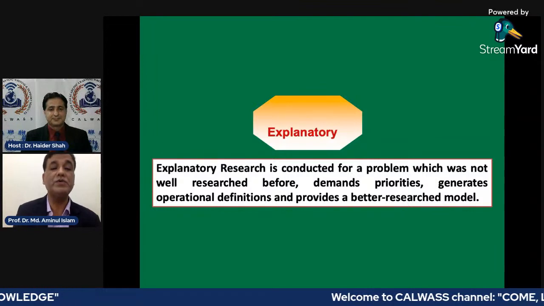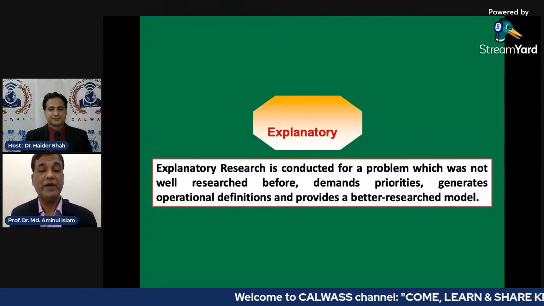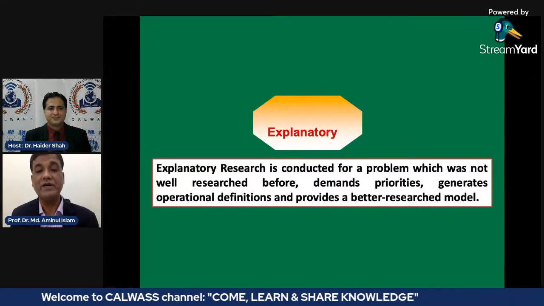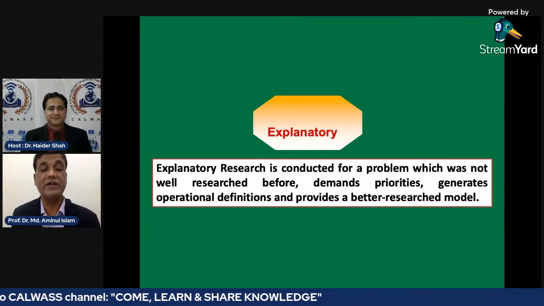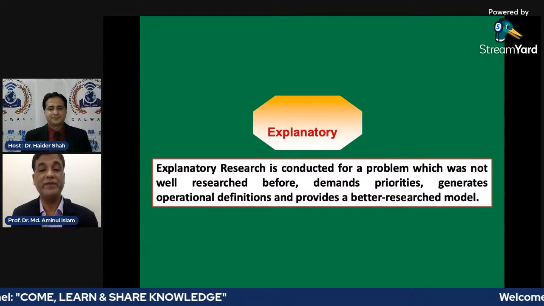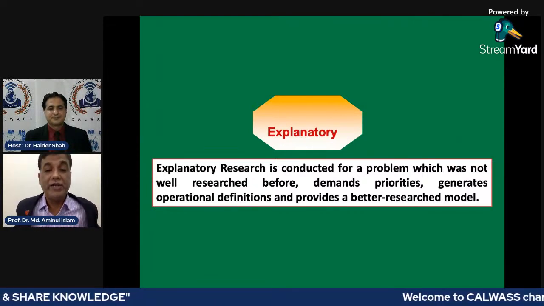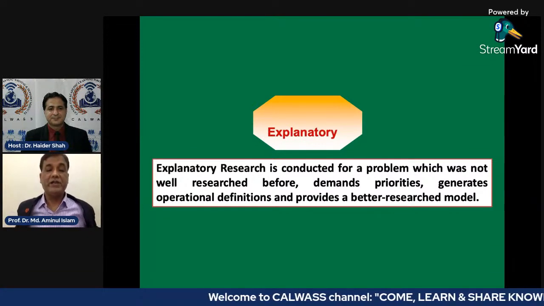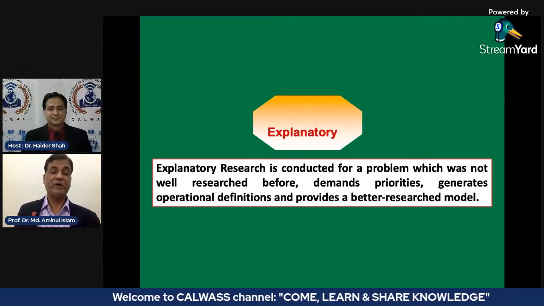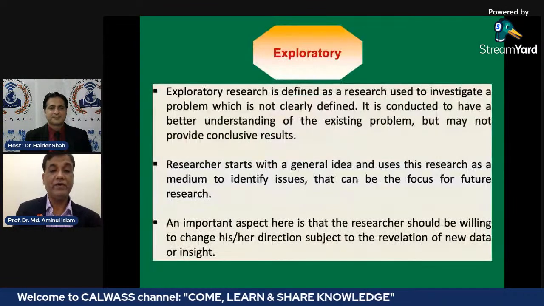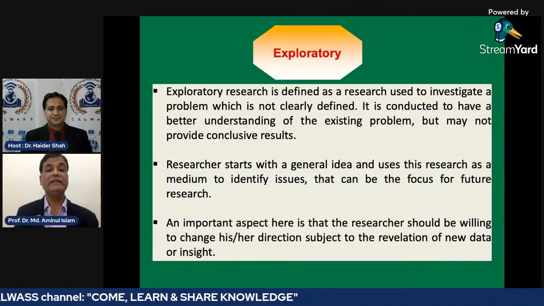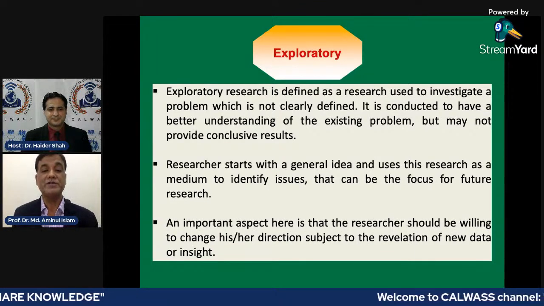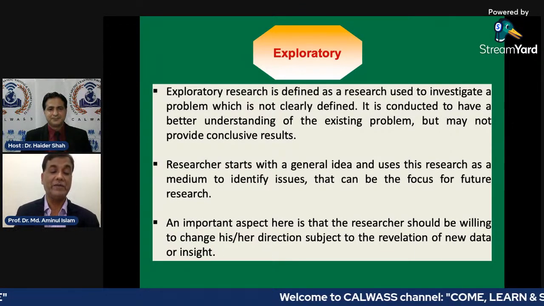Or you may continue to do explanatory research, whereby a problem which is not well researched before demands some priorities and generates operational definitions and a Bayesian research model. Then you would be proceeding with explanatory research design. All right. And even if you want to go broader than that research scope, then you will follow on to exploratory research. So there are 5 research designs available.